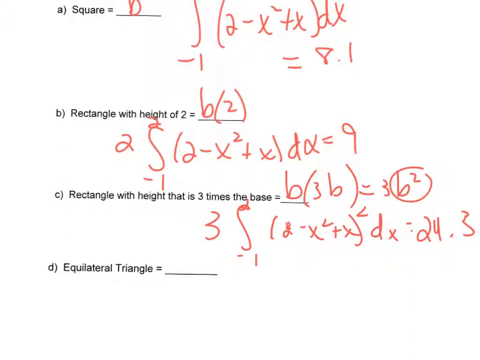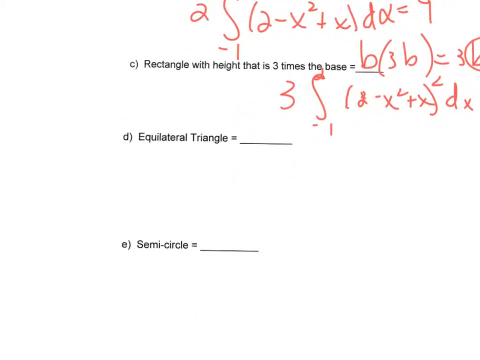Equilateral triangle. Okay, so let's draw it out because that'll help us a little bit here. So equilateral triangle means all the sides are going to be equal. If we decide that this whole base is going to be b, that means that this is b and this is b. It also means if I wanted to do 1/2 base times height for my area of a triangle, I need to figure out my height.